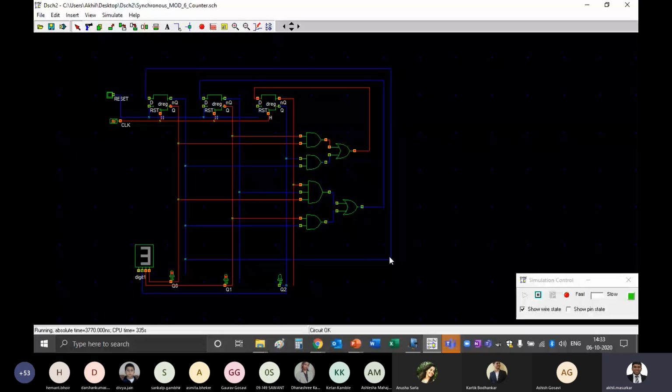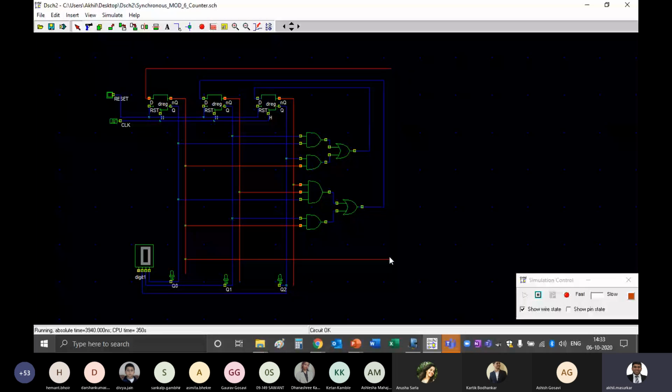Now, if somebody asks you to design a mod 7 counter, that counter will count from 0 to 6, and 7 will be the invalid state. So accordingly, we can have transition tables and design the whole circuit.